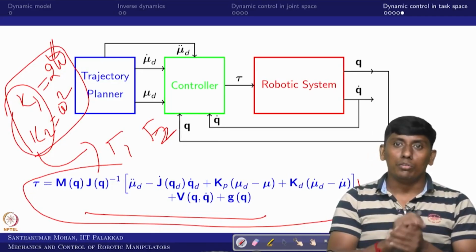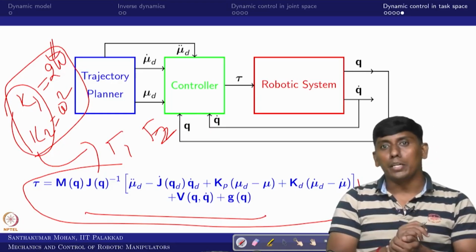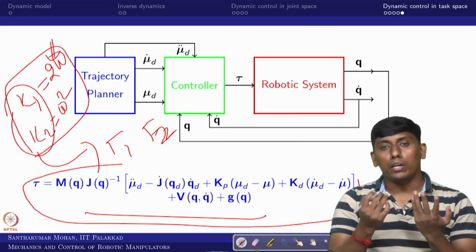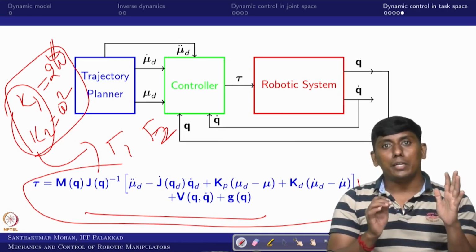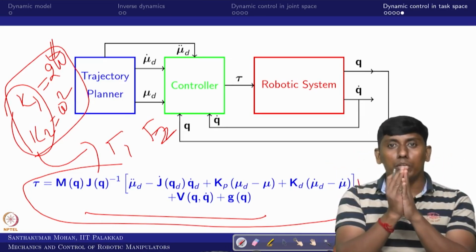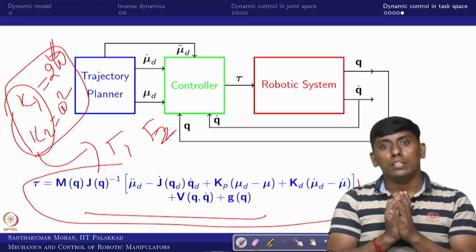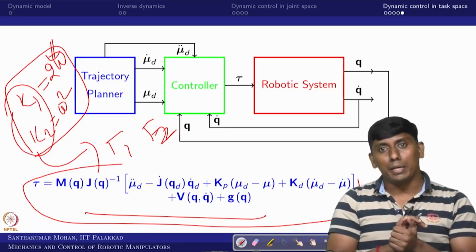Those things we will see at the end. Right now we close here with dynamic control. The next lecture is called dual loop or double loop control, where we are going to combine kinematic control and dynamic control. Most of the control community calls it backstepping. That is what we are going to see in the upcoming lecture.